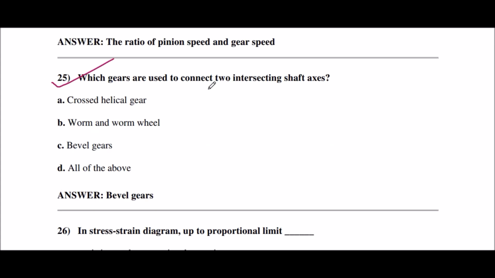Which gears are used to connect two intersecting shaft axes? Option A, crossed helical gear. Option B, worm and worm wheel. Option C, bevel gears. Option D, all of the above. Right answer is option C, bevel gears. Bevel gears are used to connect two intersecting shaft axes.